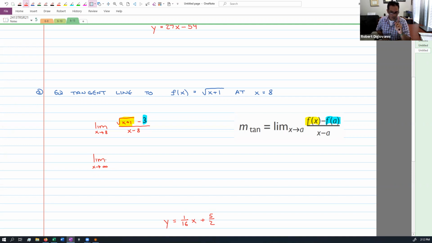So does anyone know what we can do? Conjugates. Yeah, come in with the conjugate. So what we're going to do is multiply the top and bottom of this by 1. But the one that we're going to choose is the conjugate of the top. So it becomes square root of x plus 1 plus 3 over square root of x plus 1 plus 3. And that's because when we were going through this, I said to y'all, when you see square roots, start thinking conjugate, right? Because most of the time it works out.